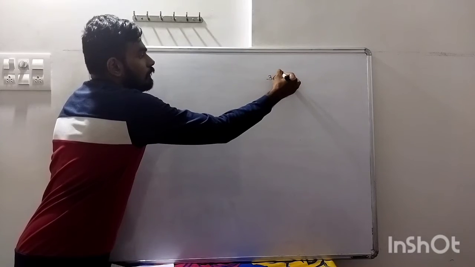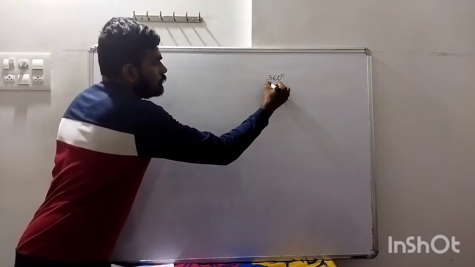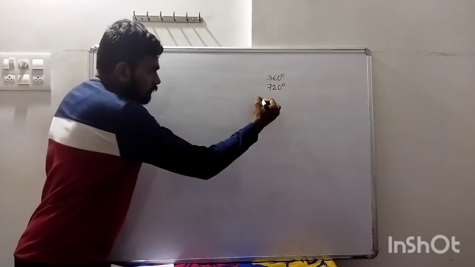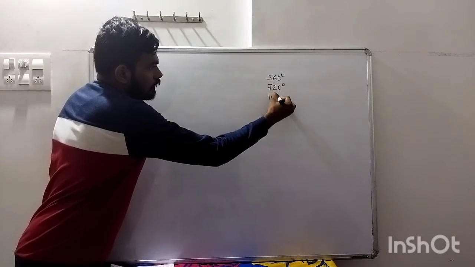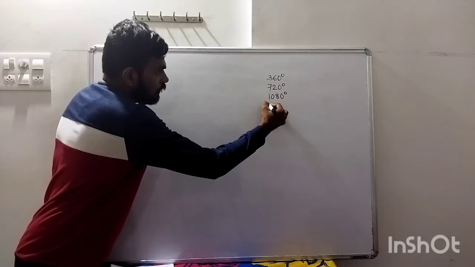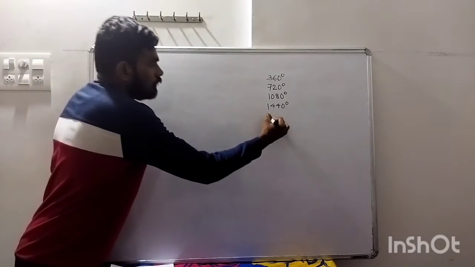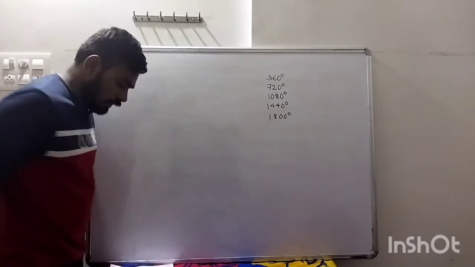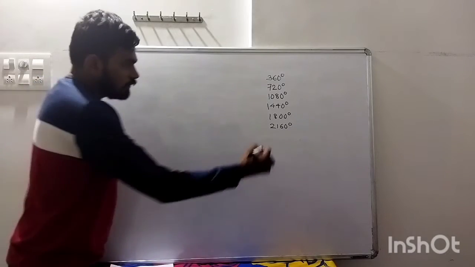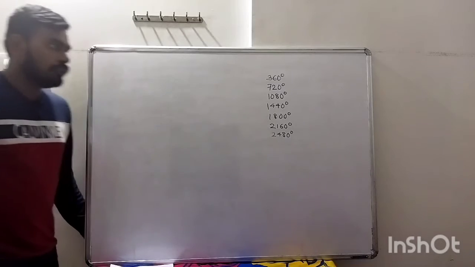See, if we do one rotation, we reach 360 degrees. If we do two rotations, we reach 720 degrees. If we rotate again 360 degrees, you reach 1080 degrees. Again 360 degrees, you reach 1440 degrees. Again 1800 degrees. Again 2160 degrees. Again 2480 degrees. This way it goes on.